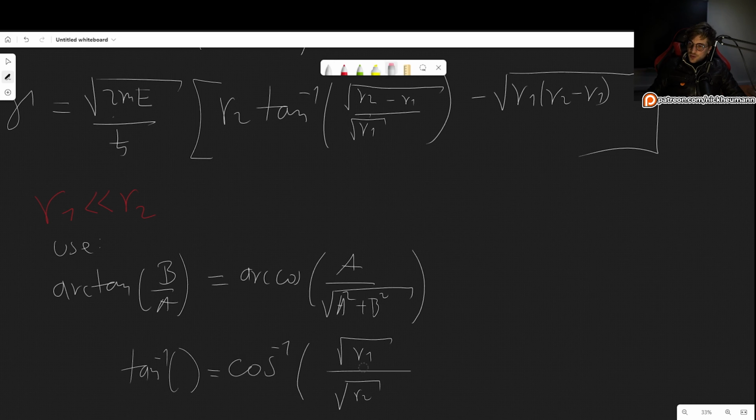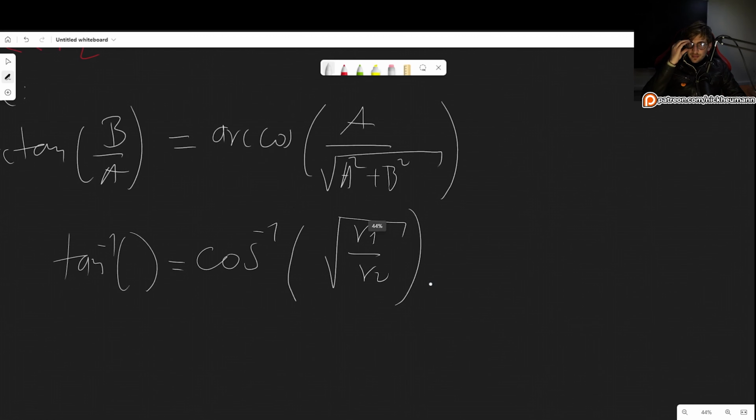So we have the square root of r1 over r2. In the limit when r1 is much, much smaller than r2, what we have in here will be very, very close to 0. And what value of the inverse cosine gives us 0? Well, that is pi over 2.